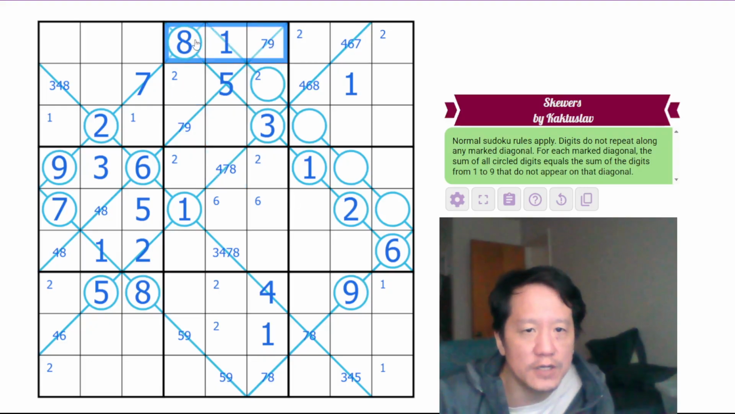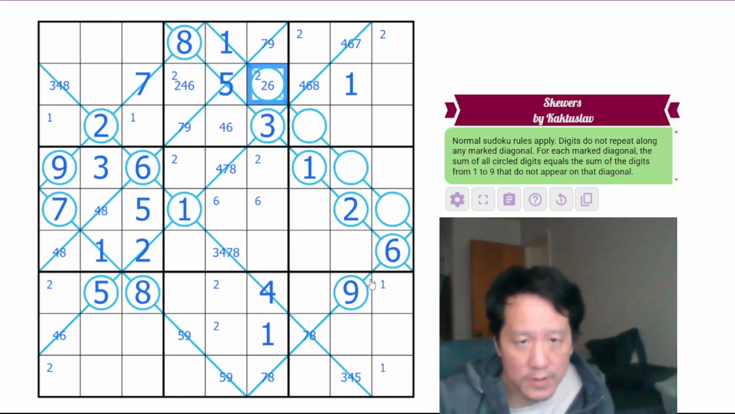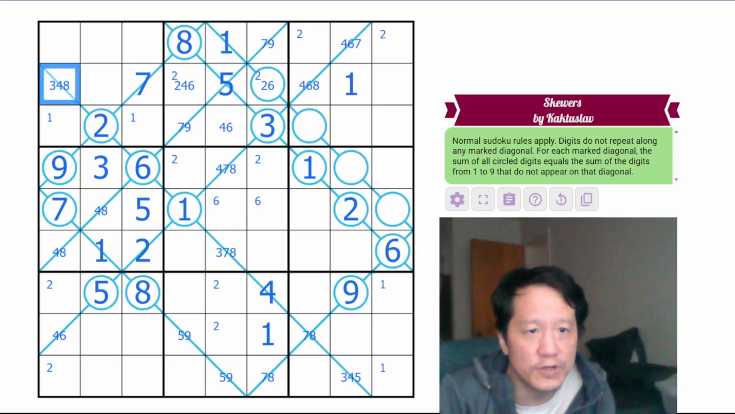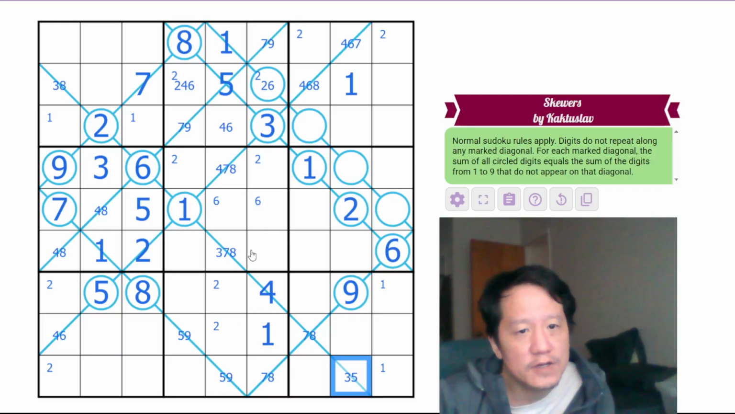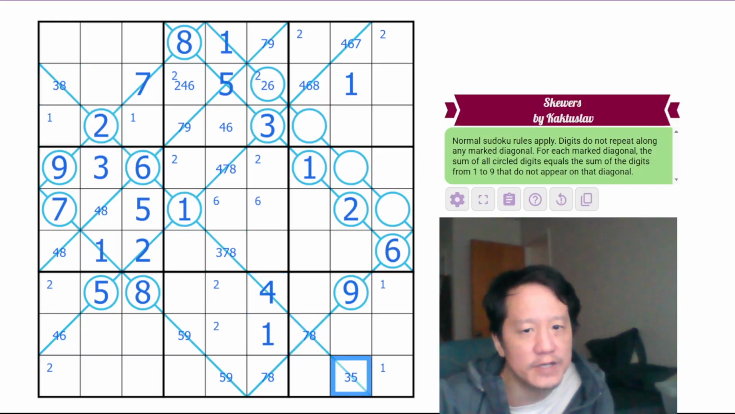Remaining digits in box 2 are 2, 4, and 6. So we got 2, 4, and 6 here. This cannot be 2 here. This cannot be 4 there. 4 eliminates 4 on the rest of this line, so no 4 here, no 4 here. We have a 3, 7, 8 triplet on this diagonal, so this can't be 3, 7, or 8. It must be 5. That eliminates 5 here, so that's 9, which eliminates 9 here, so it's 5.